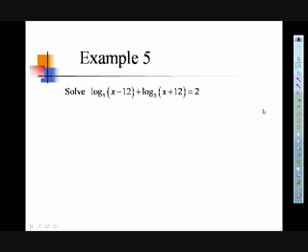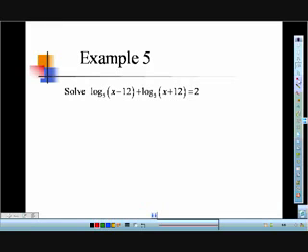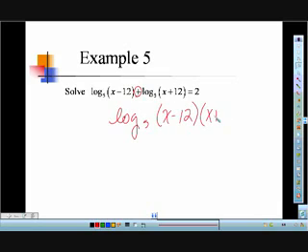Okay, here's our next one. We've got the log base 5 of x minus 12 plus the log base 5 of x plus 12 equals 2. If you notice, what's different about this one is there is not a log base 5 on the right-hand side of the equal sign. So we're just going to have to start with our properties and see what happens. We have addition, which means that this is going to become multiplication. So that is log base 5 of x minus 12 times x plus 12 equals 2.